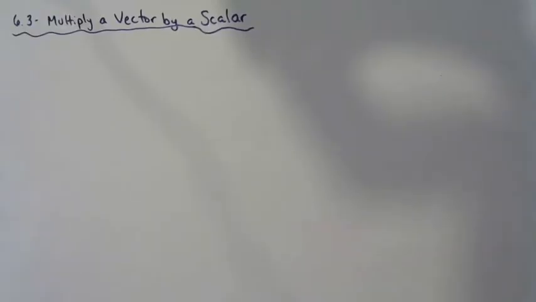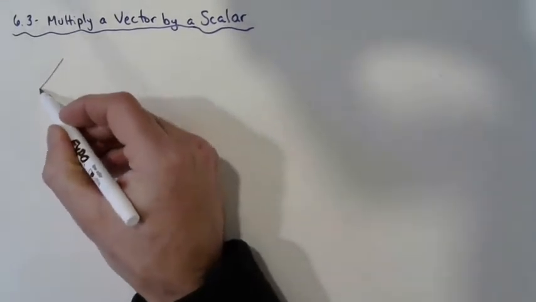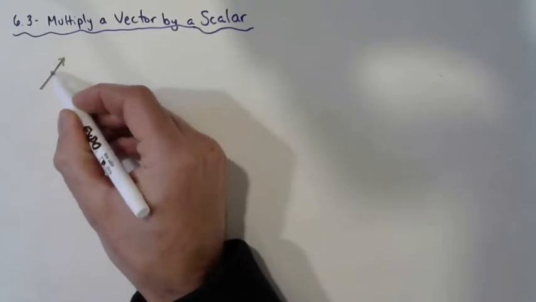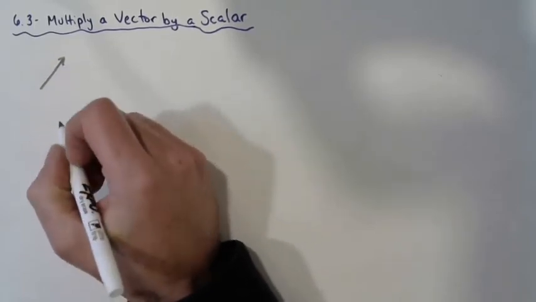This is lesson 6.3. We will be multiplying a vector by a scalar. So we've already talked about the terms vector and scalar. A vector is a quantity that has both magnitude and direction. And a scalar is a quantity that has only a magnitude. So when we're doing this, we're basically going to start with a vector, and a scalar multiplier just says take that vector and multiply it by 2.